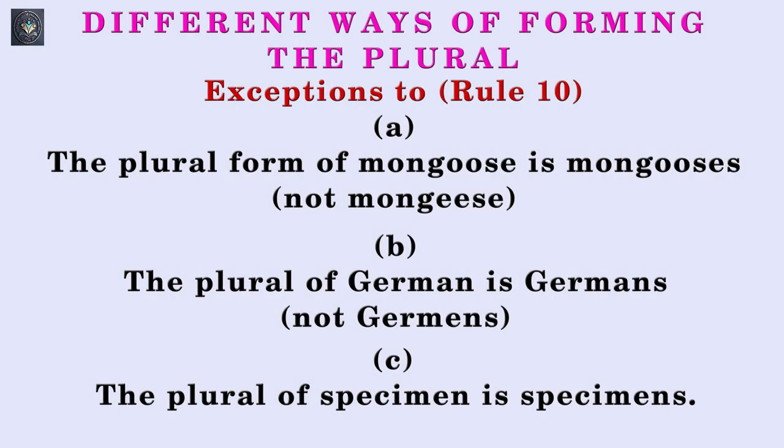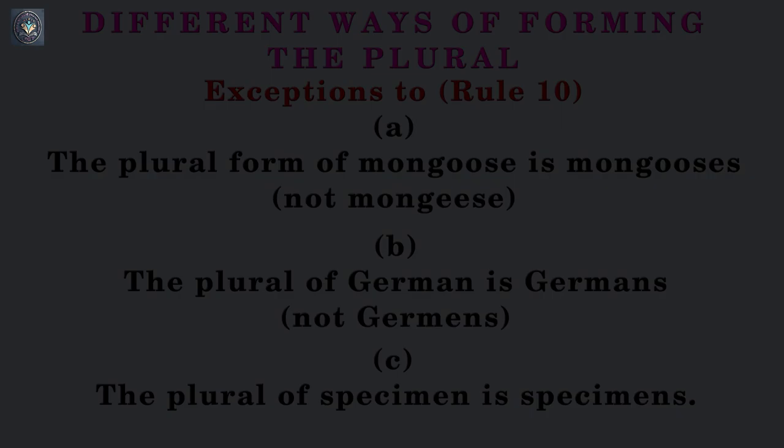There are three exceptions for rule number 10. First, the plural form of mongoose is mongooses. Second, the plural of German is Germans. Third, the plural of specimen is specimens.